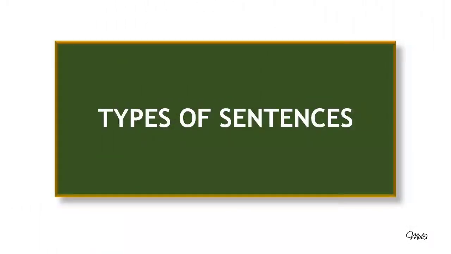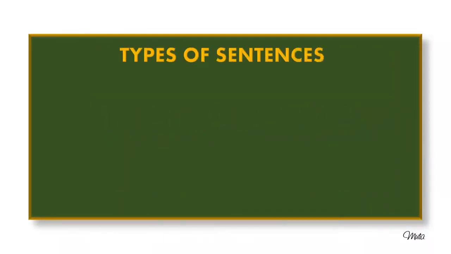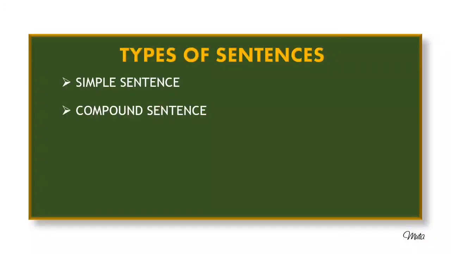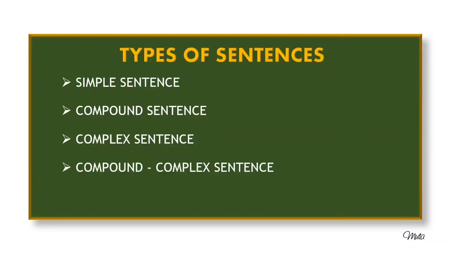Hello everyone, in this video we are learning about types of sentences. There are four types of sentences. The first is simple sentence, the second is compound sentence, the third is complex sentence, and the last is compound complex sentence.